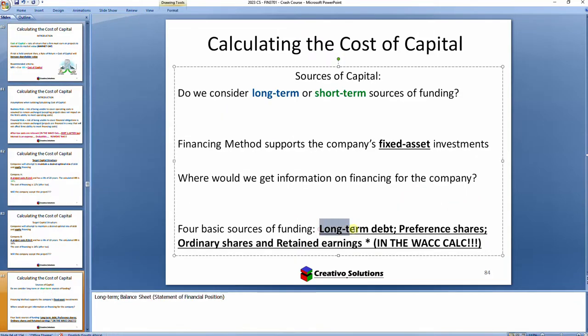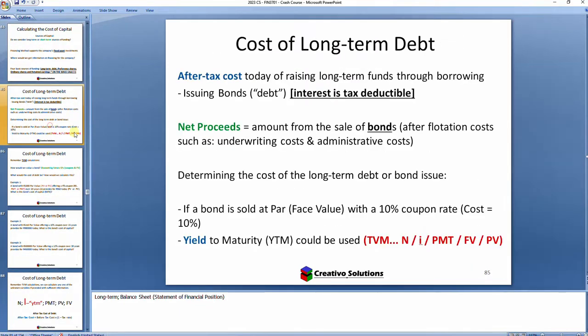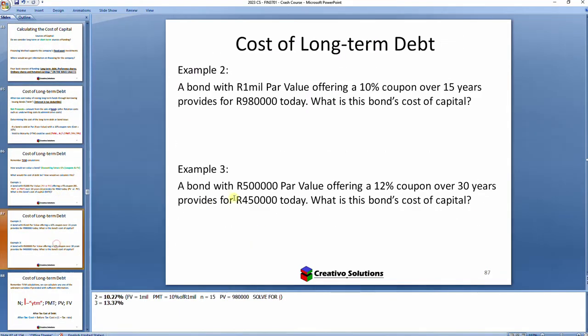Your content, your textbook, your exam is going to give you these: long-term debt, pref shares, ordinary shares, retained earnings. Just be careful with the debt. Sometimes they talk about debentures. Sometimes they talk about bonds. It's still debt. It's still long-term. But they're separate. They're different financial instruments.